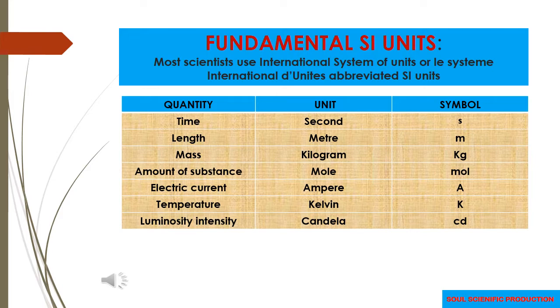Typical examples of derived units are, unit of area, which is square meters derived from length measured in meters, and speed in meters per second, derived from length and time.